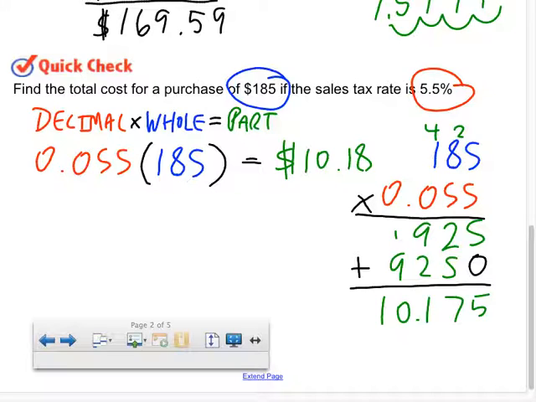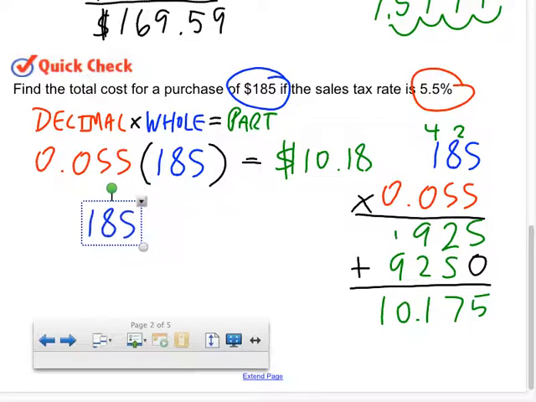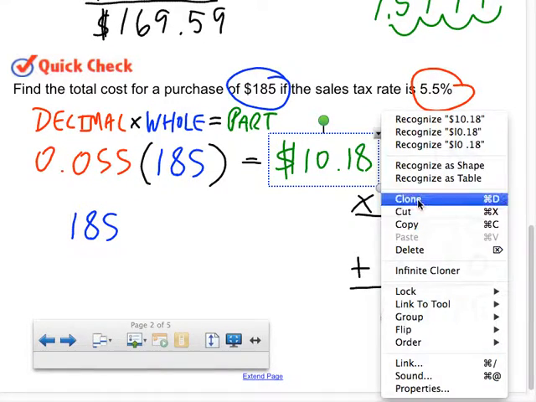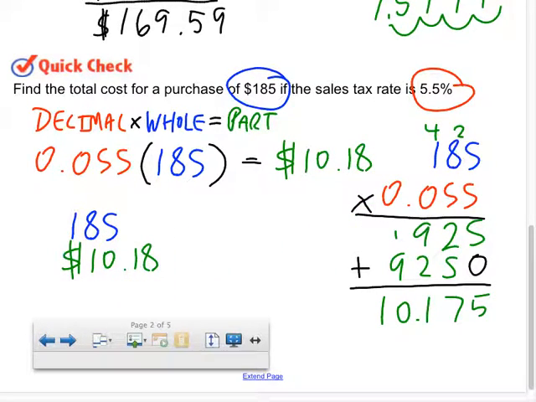This is only part of the answer. What's the last step? Goldis, go ahead. Right? I have to add the cost of what I'm buying to the sales tax. And I need to make sure I line up my decimals.